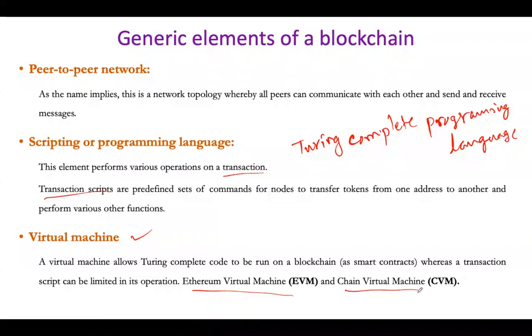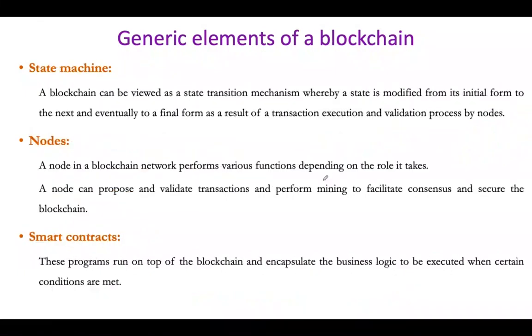Another important element of blockchain technology is the state machine. A blockchain can be viewed as a state transition mechanism whereby a state is modified from its initial state to the next and eventually to a final form as a result of a transaction execution and validation process by the nodes of the peer-to-peer network in the blockchain technology.